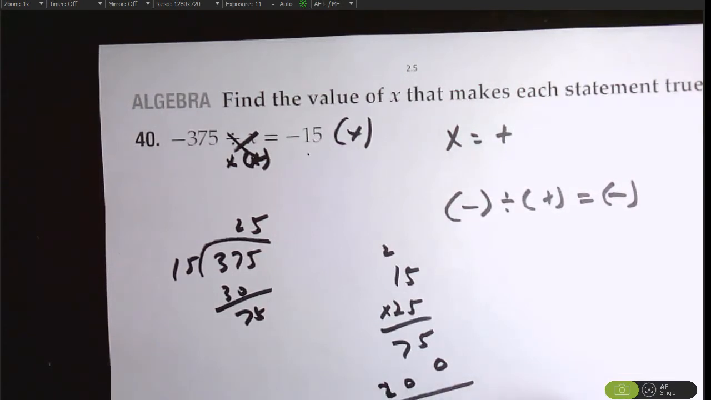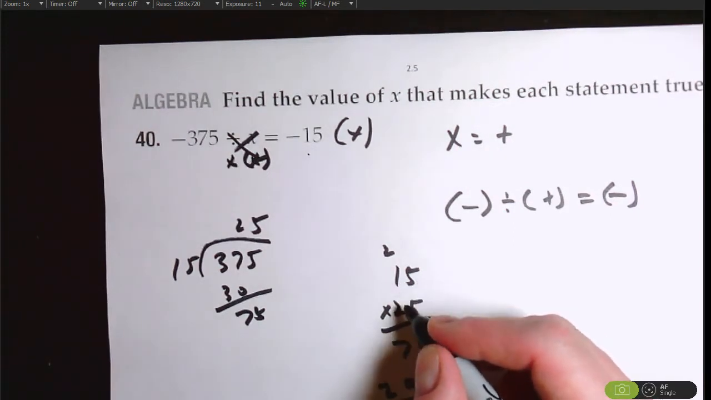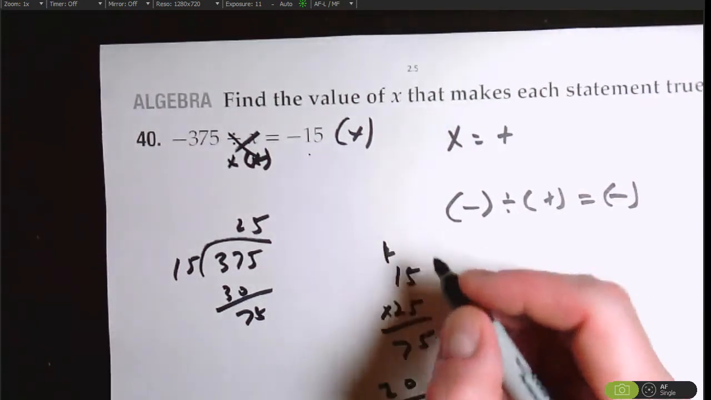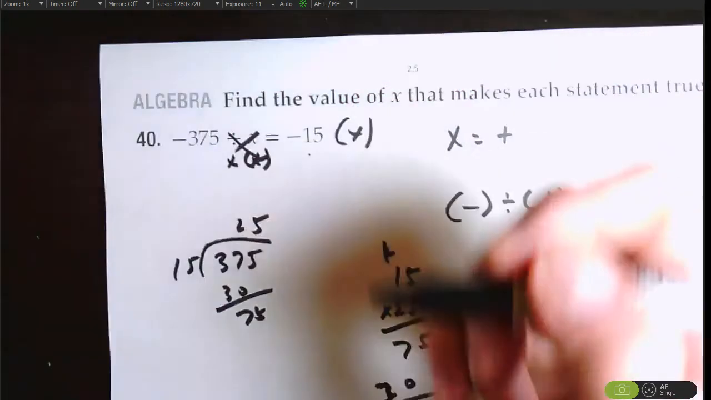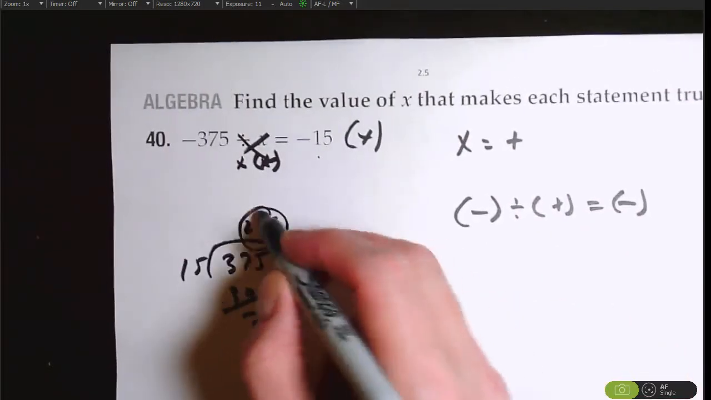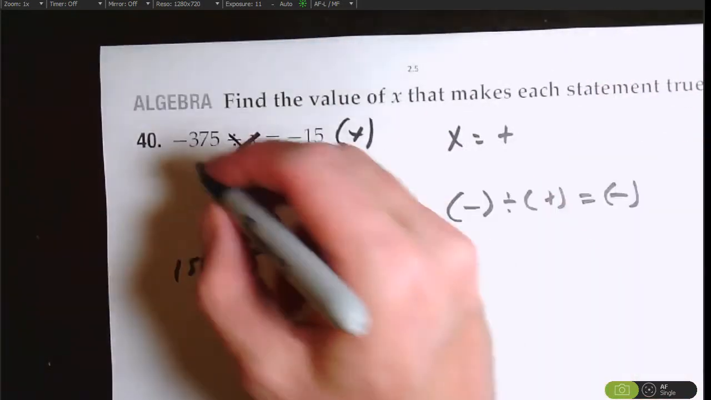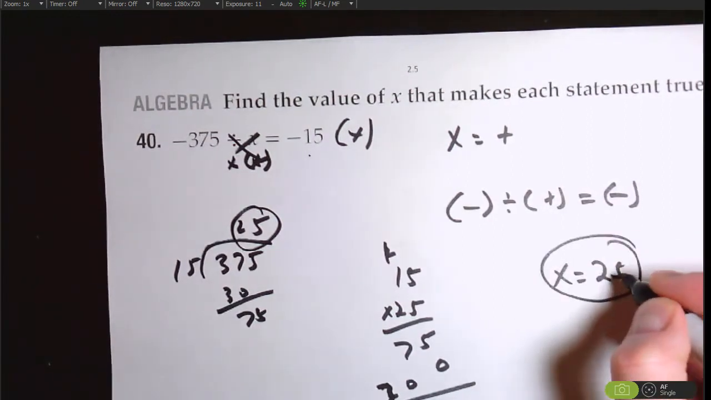What did I miss here? Oh yeah, carry the 1, then that would be 3. Sorry, I had to think through my arithmetic. 375. So 15 times 25 is 375. So 375 divided by 25 would give us 15, but it's got to be a positive to give us the number to work out there. So x has to equal positive 25.